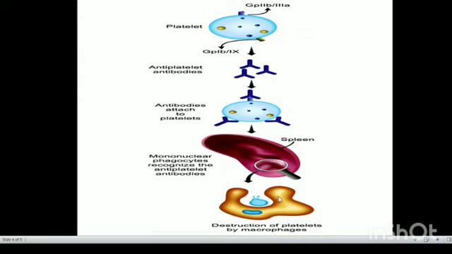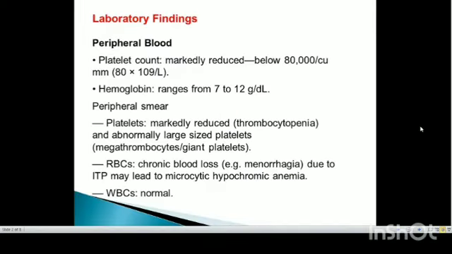So that is all about immune thrombocytopenic purpura. I hope you have understood the pathogenesis. Laboratory findings: in peripheral blood, platelet count is markedly reduced and is below 80,000 per cubic mm. Hemoglobin level varies depending on the duration and the amount of bleeding, and ranges from 7 to 12 gram per dL. Remember, it depends upon the duration and amount of bleeding.